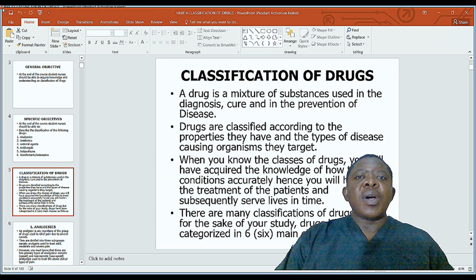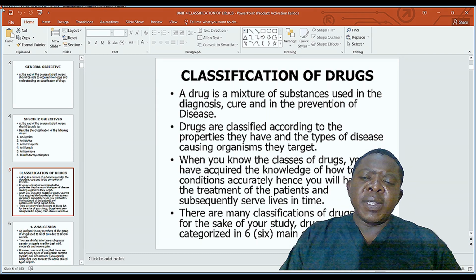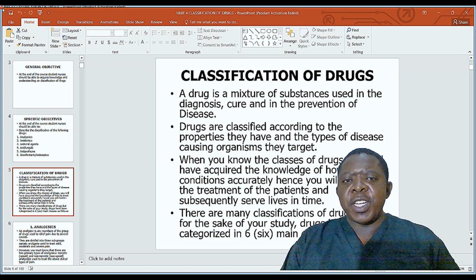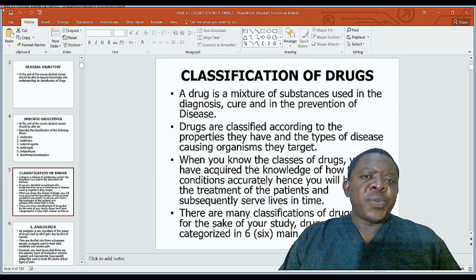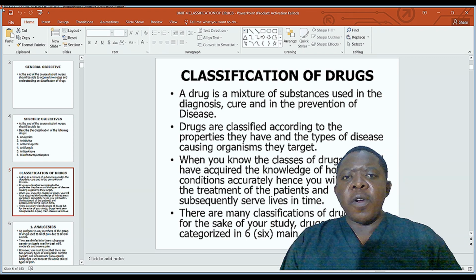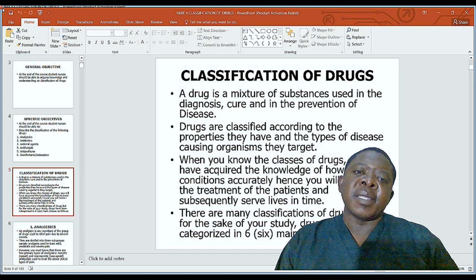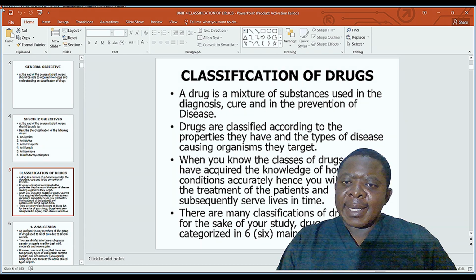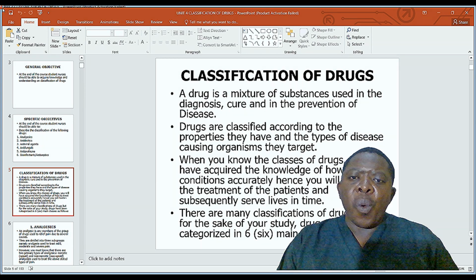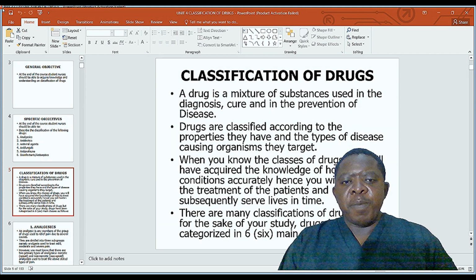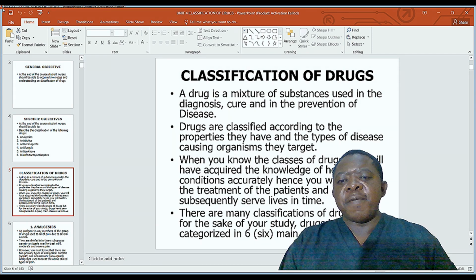A drug is a mixture of substances used in the diagnosis, cure, and prevention of disease. Drugs are classified according to the properties they have and the types of disease-causing organism that they target. When you know the classes of drugs, you will have acquired the knowledge of how to treat conditions accurately. Hence, you will hasten the treatment of the patient and subsequently save lives in time.